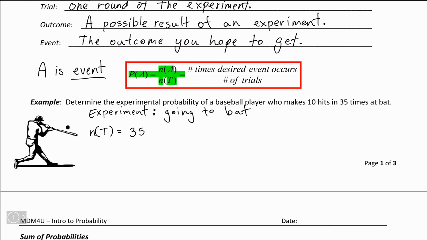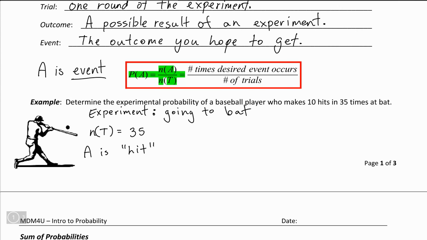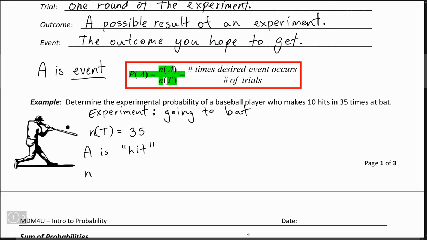Now, what's the event? Well, A is the hitting, making a hit. A is a hit. So if you hit the ball, that's an event. What's the other possibility? The other outcome is not hitting the ball. So you miss. So we want to know how many times he hit the ball. So n of A is how many times he hit the ball, which is 10. Okay. So then the probability that we're going to calculate is the probability that the baseball player makes a hit.